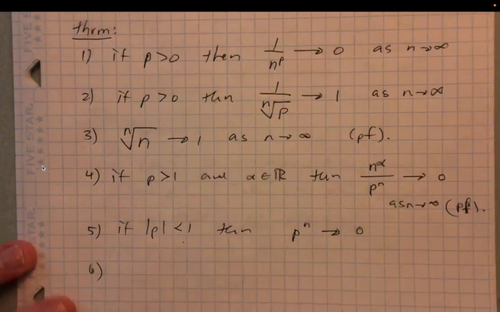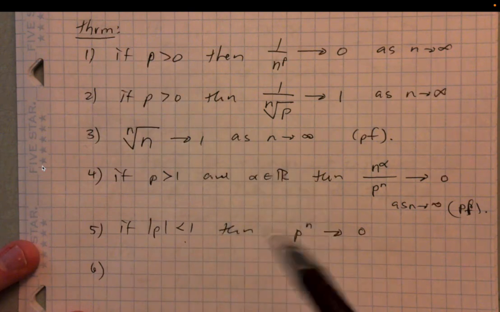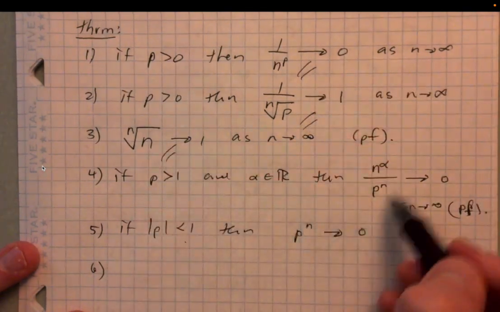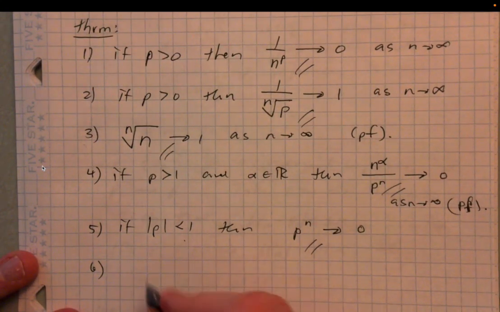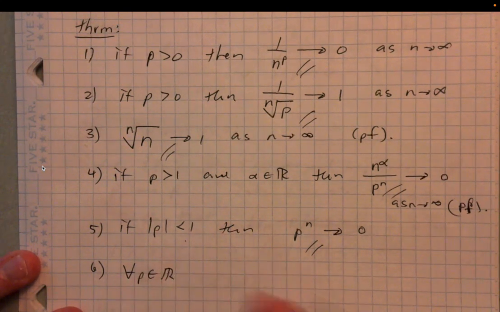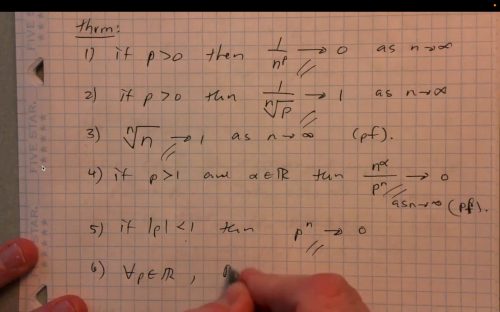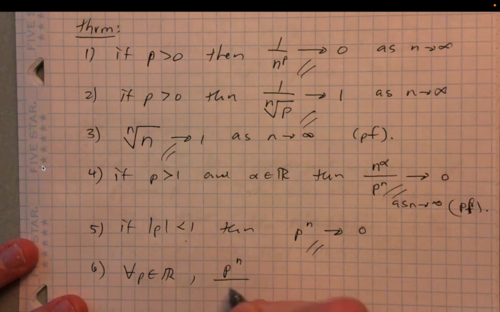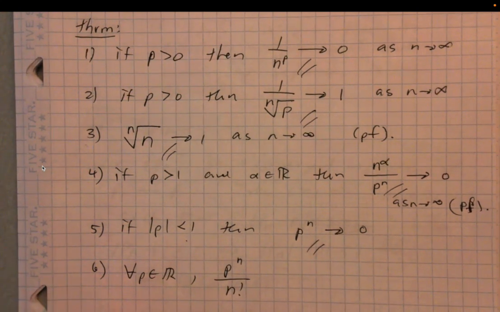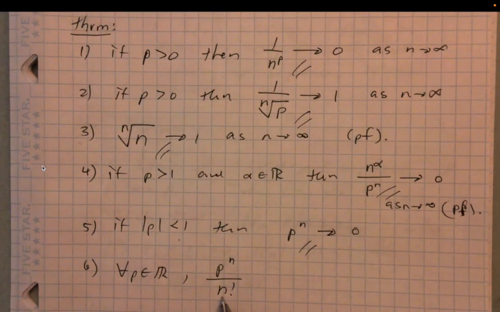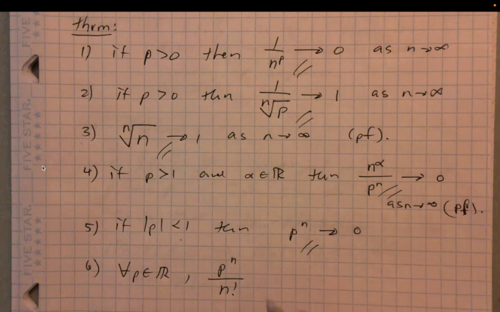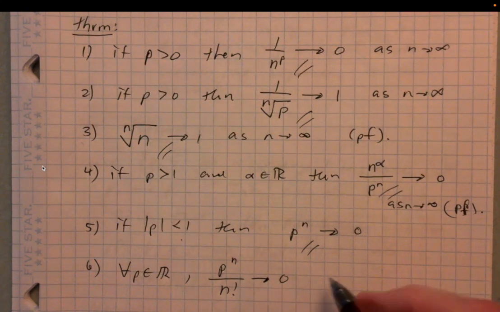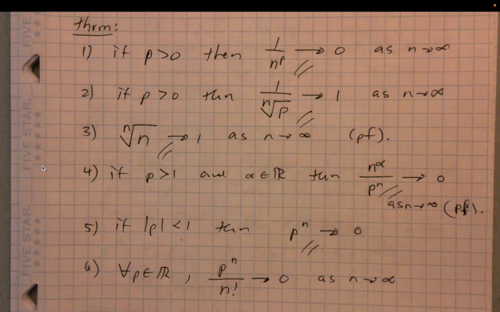Okay, and so then the last one that we'll state here, and again, these are all really important, and I would recommend you try to prove them, but in the interest of time, I'm not going to prove them all. But the sixth one is that for all real numbers p, p raised to the nth power divided by n factorial goes to 0 as n goes to infinity. Well, we know that n factorial grows very rapidly, much faster than p to the nth power, no matter the size of p.